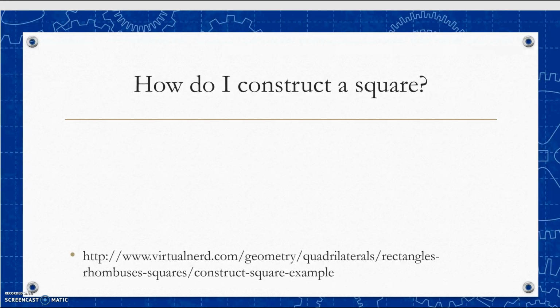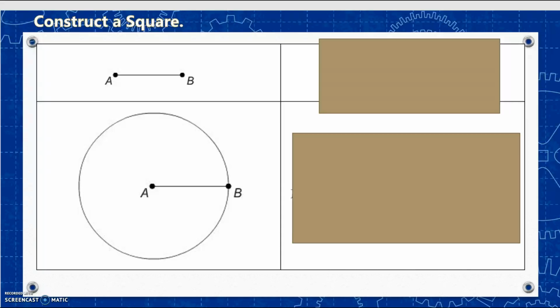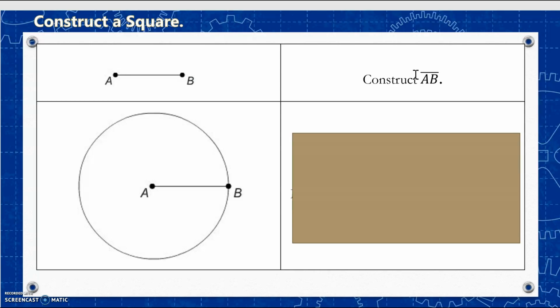Now, how do I construct a square? Well, it looks like we start a lot like our equilateral triangle. So we have the picture here. What are the directions for this? We are going to use our straight edge to construct line segment AB. Now, placing our point on A and our pencil at B, we are going to construct a circle with center A and a radius of line segment AB. You draw a complete circle.